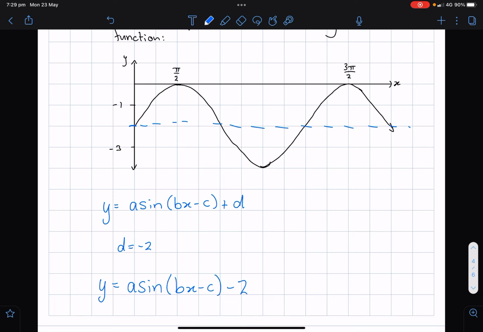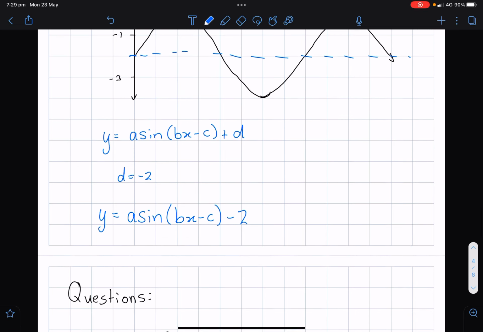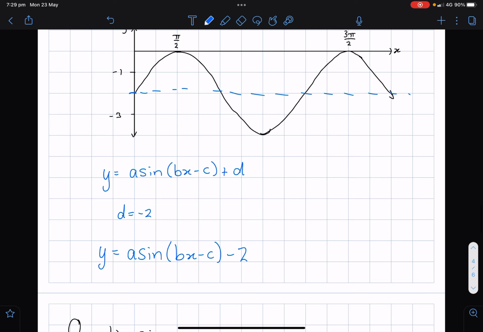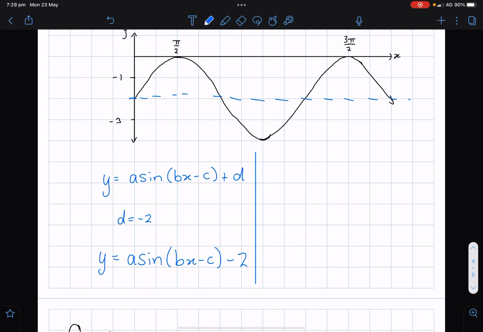All we're going to do is slowly nail this down bit by bit. Do we have a horizontal translation? If we translated it back up so the principal axis is at 0, then we haven't moved horizontally, because we start at (0, 0). That means we don't actually have a c. So I'm going to keep going here. y is equal to a sine bx minus 2. We've just dropped that c term out.